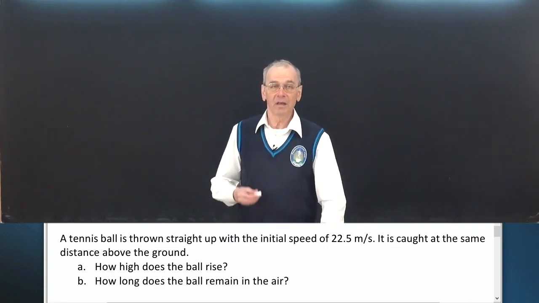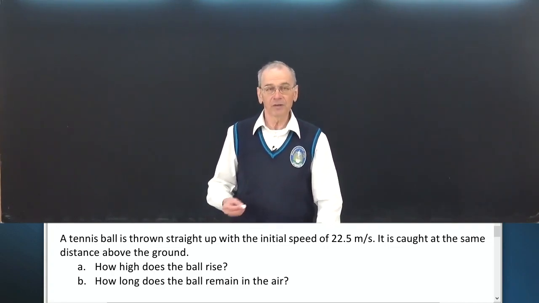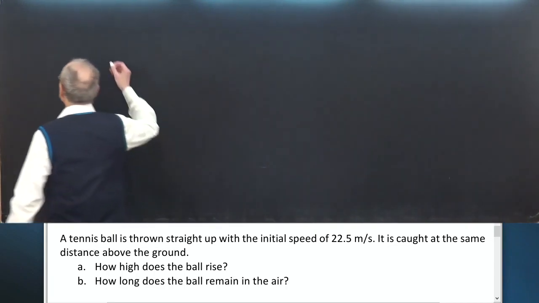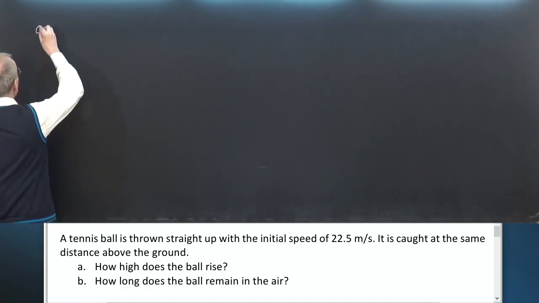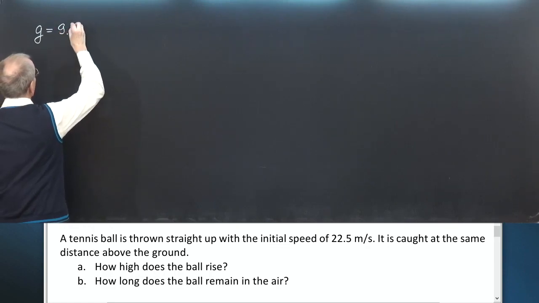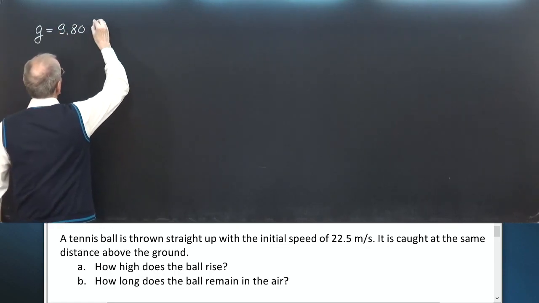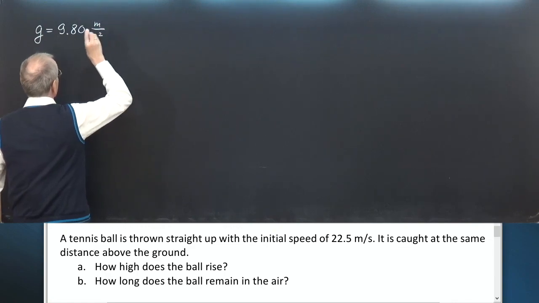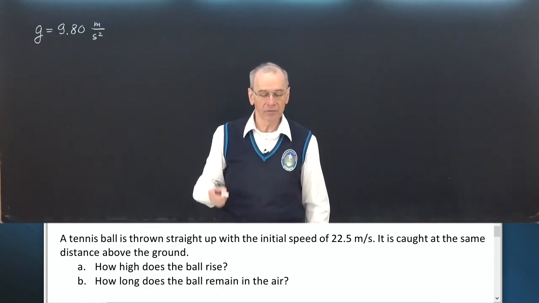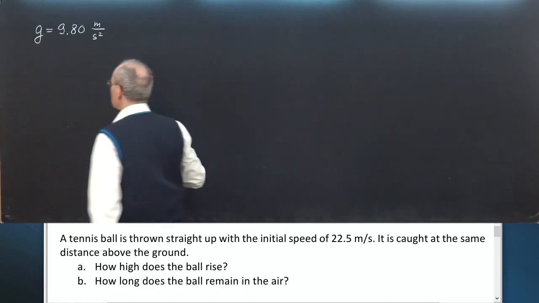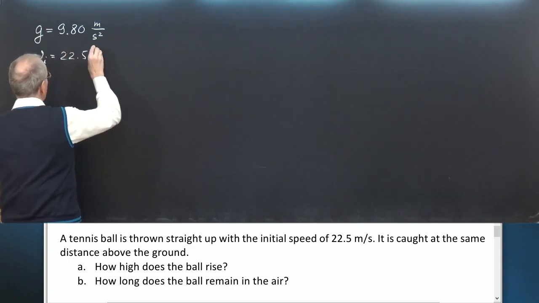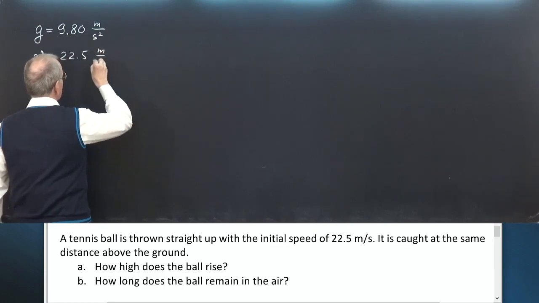This problem is about free fall. Free fall is uniformly accelerated motion, and the acceleration of free fall equals 9.80 meters per second squared. The initial speed of the tennis ball is v initial, 22.5 meters per second.